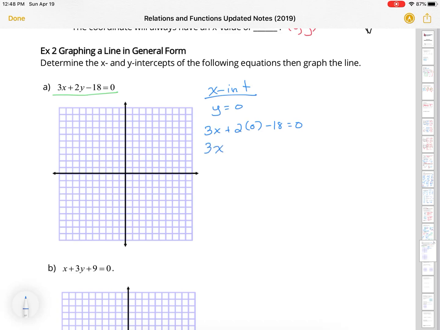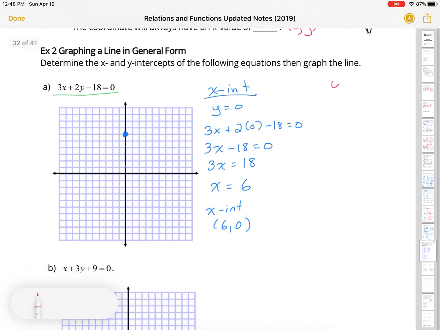So 3x minus 18 equals 0, because 2 times 0 equals 0. 3x is equal to 18. When I move the 18 over, it becomes positive. Then I divide both sides by 3, so x would equal 6. So my x-intercept is 6 comma 0. So let's plot that. 1, 2, 3, 4, 5, 6.